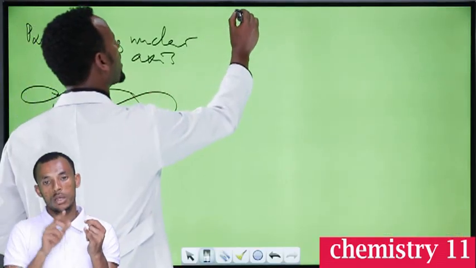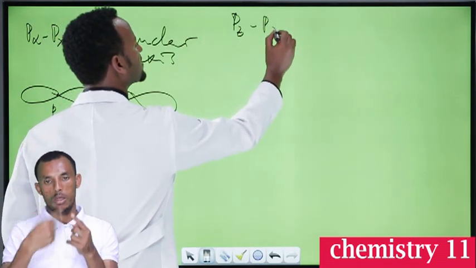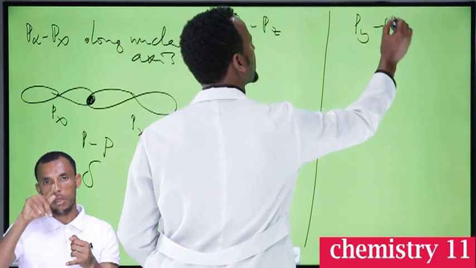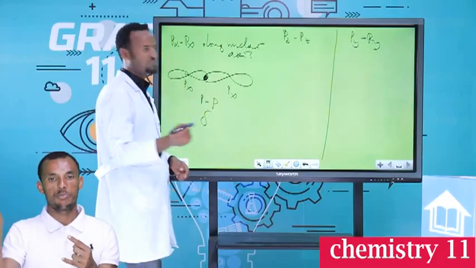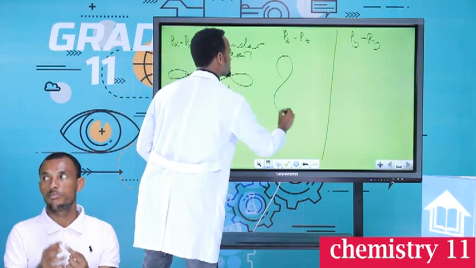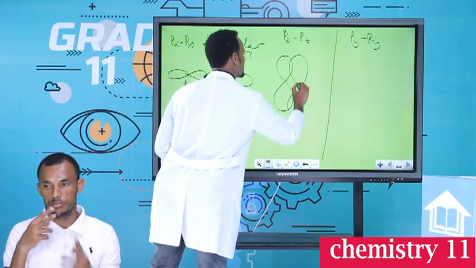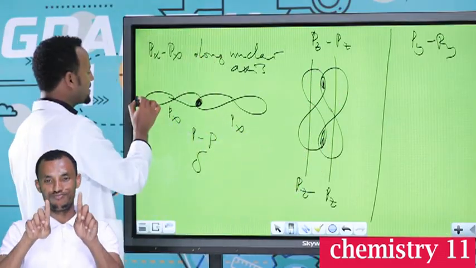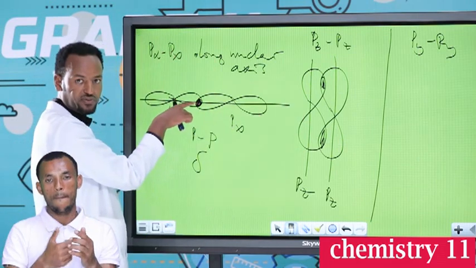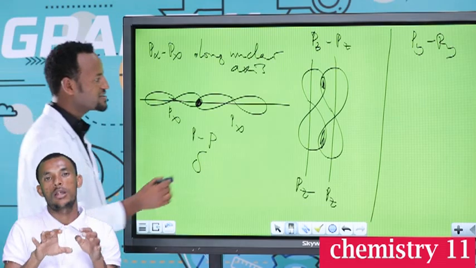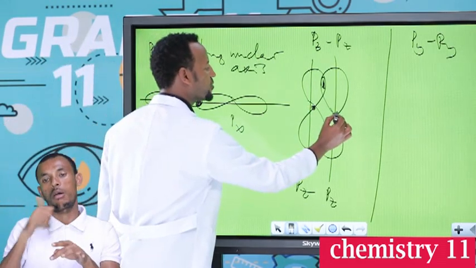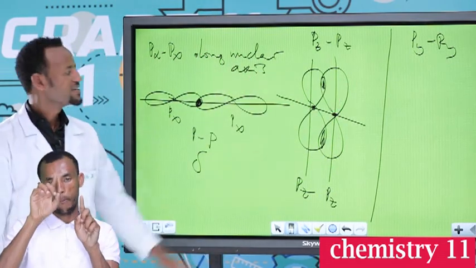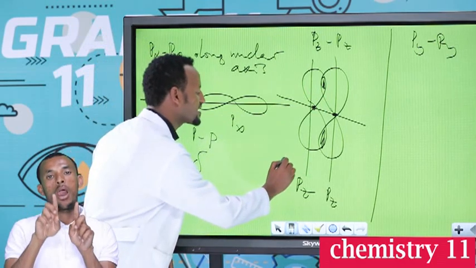The other one, Py with Py or Pz with Pz. Look, Pz with Pz produces this one. This one is Pz, this one is Pz. In this case, when a line passing through the center touches the overlap, it is always sigma. But in this case, this is the center, this one is again the center. When the line is passing through the center, the overlaps are above and below the nuclear axis. These 2 are parallel, therefore pi bonds can be formed.